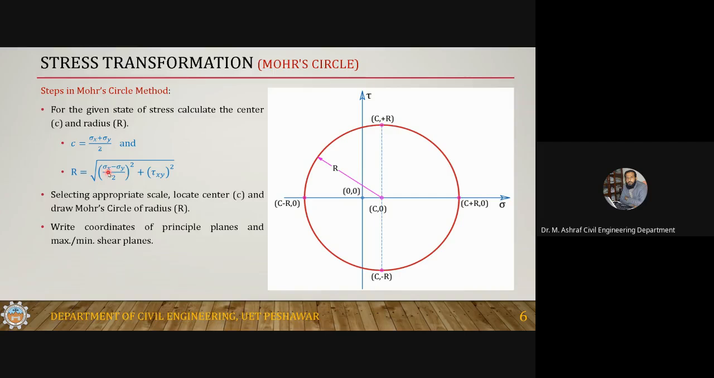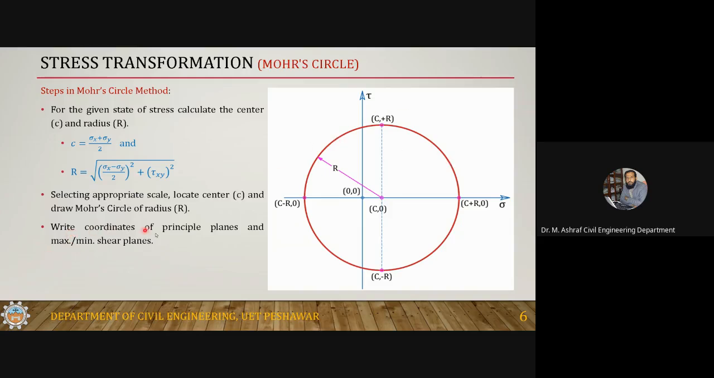Okay? So when you calculate C from this expression or from this expression, now select an appropriate scale according to the available space with you. Locate the center and draw a Mohr circle of radius R. You know C, so just locate the center point. You can easily locate it. You will have to move to this side by an amount of C according to the scale. With this as center, open your compass equal to R according to the same scale and draw this circle. Okay, so this is the circle.